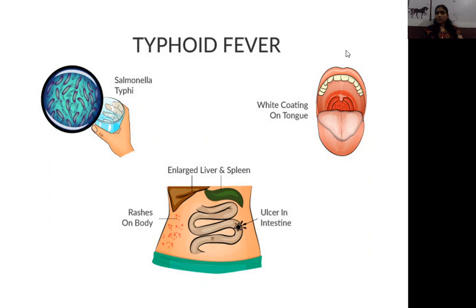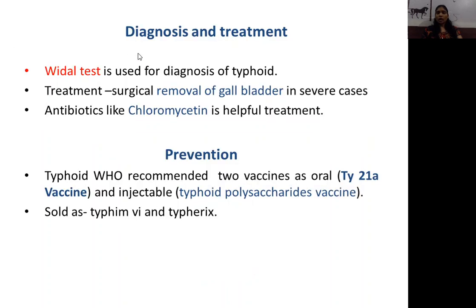One more symptom is there, that is a white coating on the tongue. What? White coating on the tongue. This is the important feature or symptom for typhoid. So how to diagnose whether the person has typhoid? The diagnosis is the Widal test. It is a titrate test where, on the basis of color, you can diagnose typhoid.